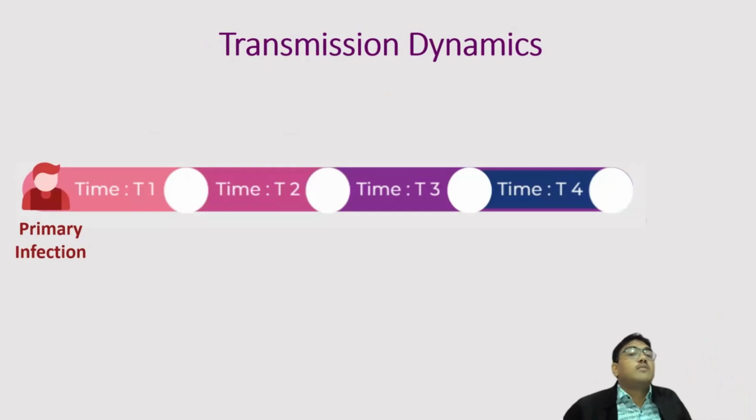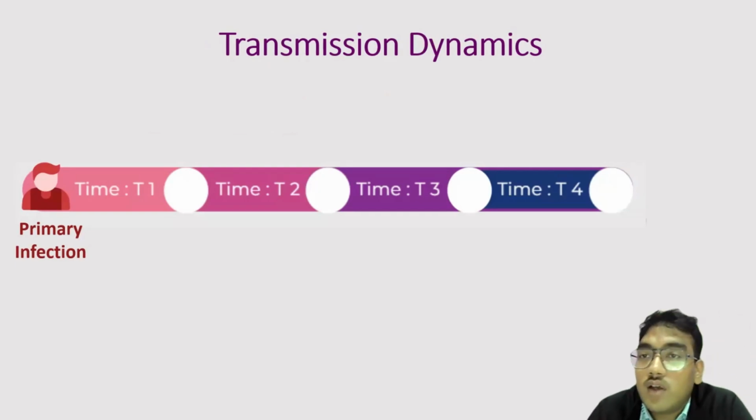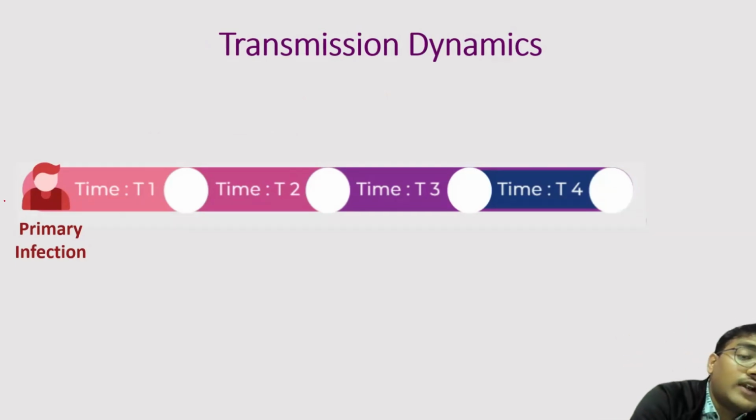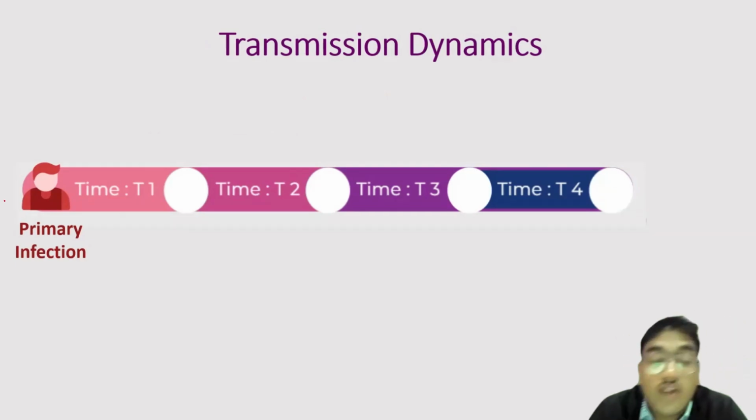How the disease transmits from one person to another person. So, as you know, the first thing is the pathogen existing in a reservoir, a susceptible host encountering the pathogen, and then that pathogen establishes itself in the body of the susceptible host. So let us imagine a primary infection.